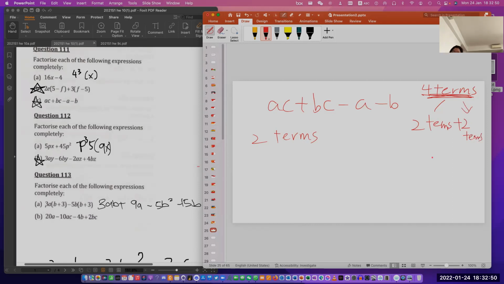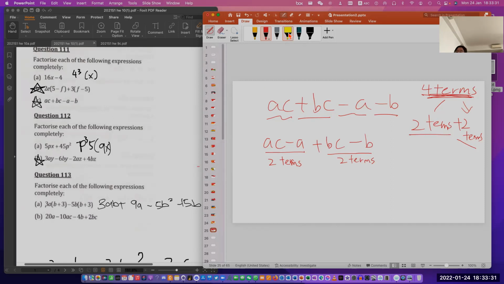Does it make sense? So if you have a 4 terms question, if you're asked to factorize, then you do it 2 terms, 2 terms. Let me show you. What I see is AC and minus A, I group them, and then I see plus BC minus B, I group these two. So I have grouped them already. This is 2 terms, this is 2 terms. So if I have 2 terms, just do it separately.